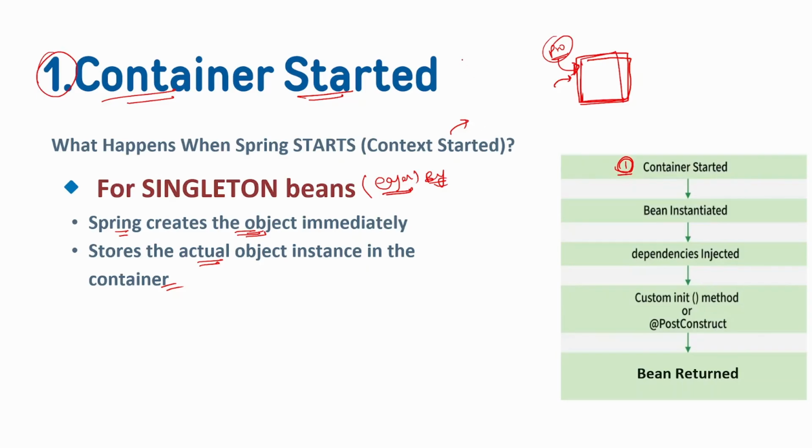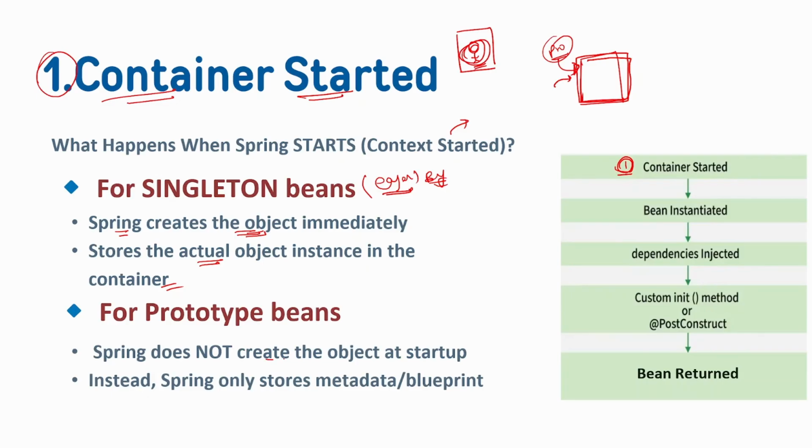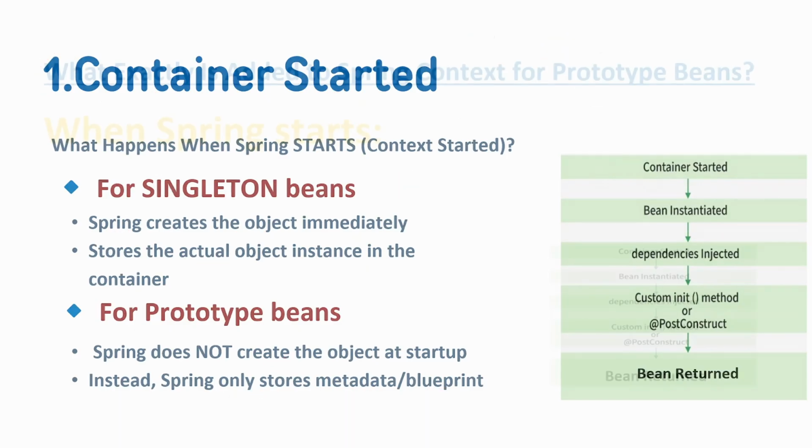So in case of a Singleton bean, as soon as the context is created, Spring creates the object immediately and stores it in the Spring context. But in case of a prototype bean, Spring does not create the object at startup. Spring only stores the metadata or blueprint. Spring does not create the object instance and store it in the Spring context. Spring only stores the blueprint or the metadata of the bean.